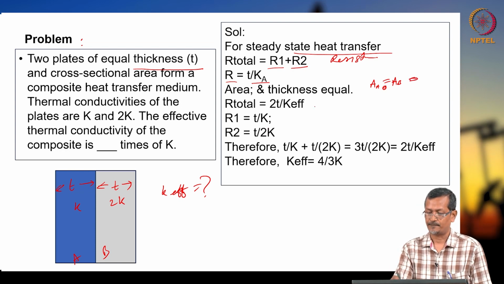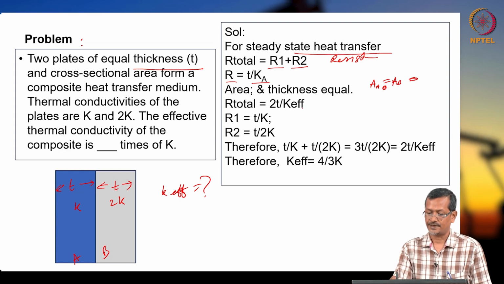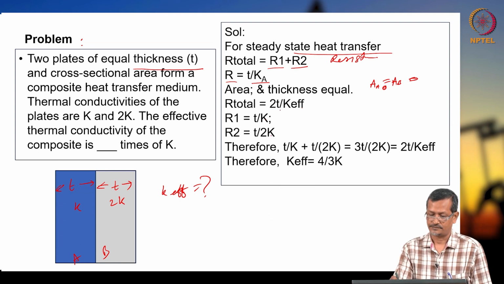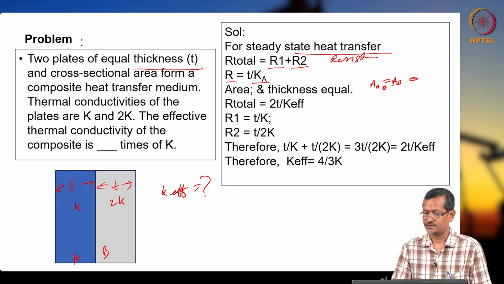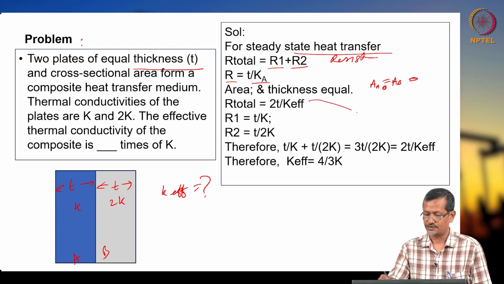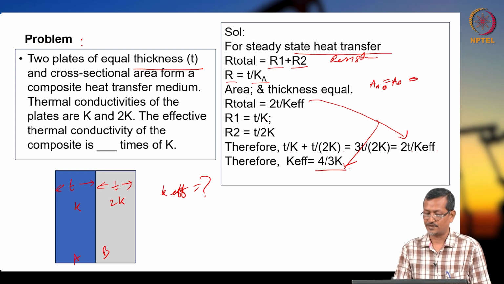So, total R is becoming like 2T by K effective. So, R1 is T by K, R2 is T by 2K. So, therefore, 2T by K effective equals T by K plus T by 2K, which is 3T by 2K. So, this one and this one, it will come like this, K effective equals 4K by 3.